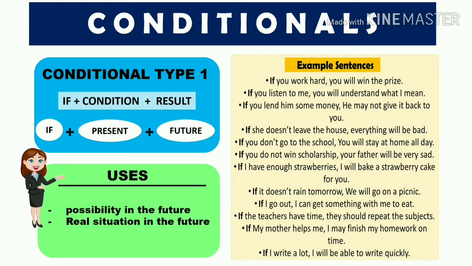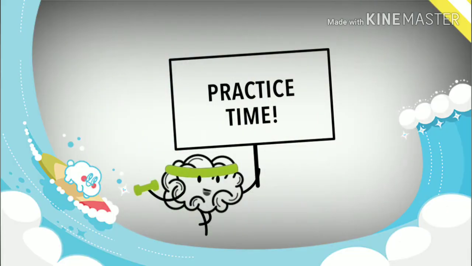If you listen to me, you will understand what I mean. If you lend him some money, he may not give it back to you. If she doesn't leave the house, everything will be bad. If you don't go to school, you will stay at home all day. Okay, these are examples of conditional type 1, and as you can notice, they are all composed of if plus present plus future. Practice time.